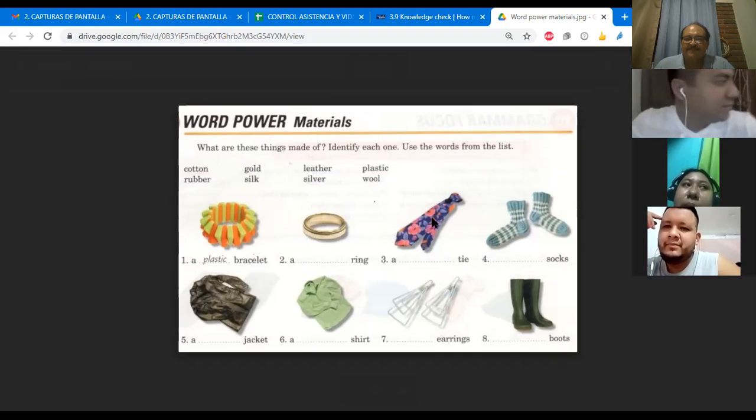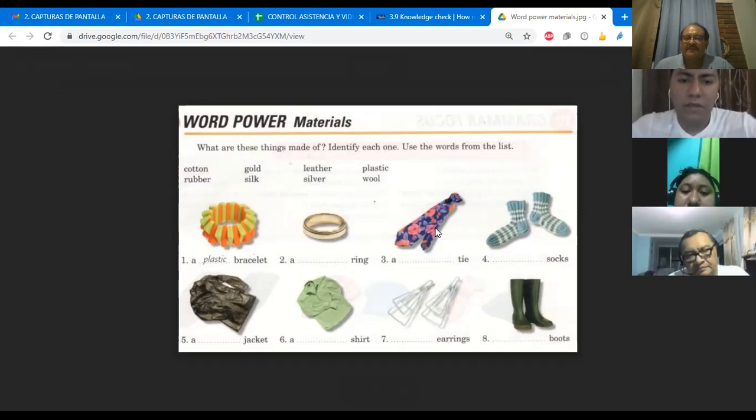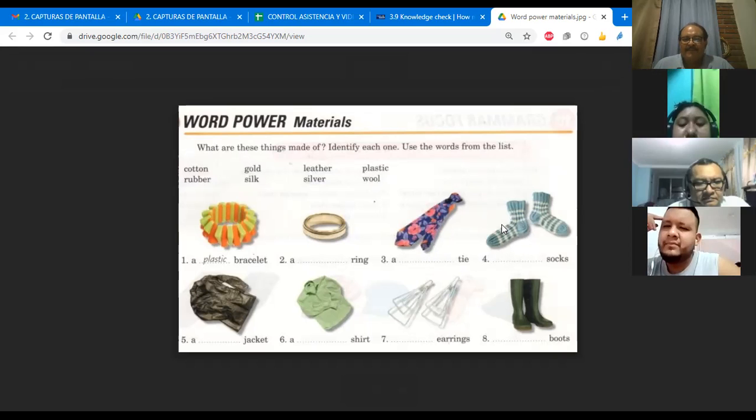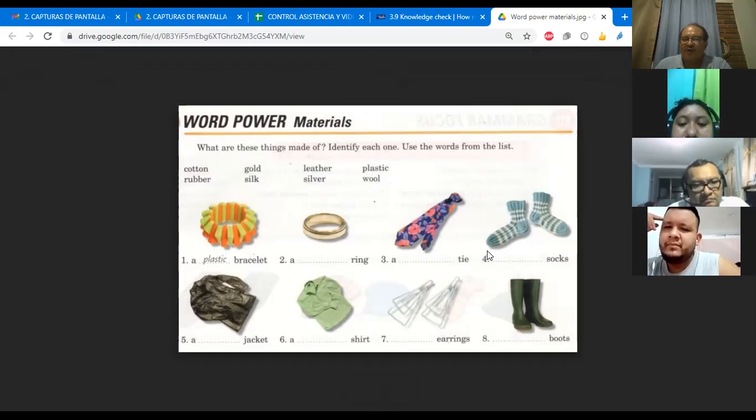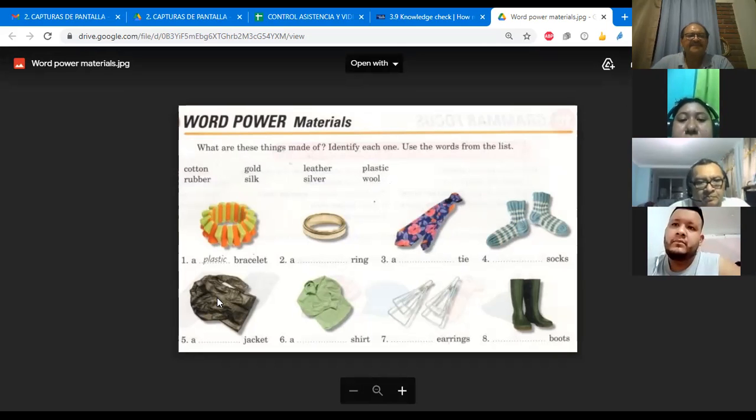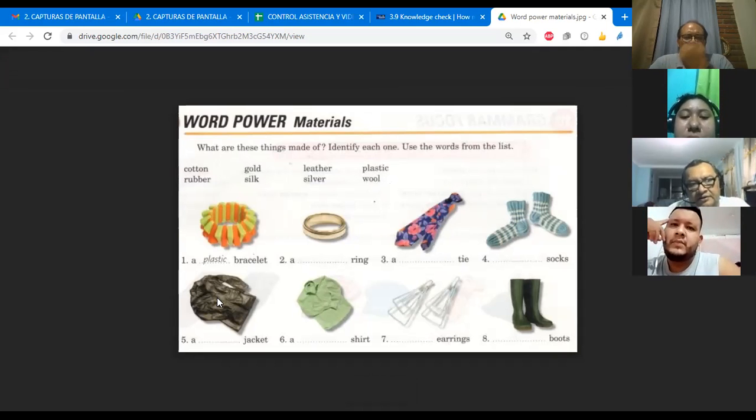What about the tie? What is the tie made of? Silk. Made of silk. Okay, good. What about the socks? What are the socks made of? Wool. They are made of wool, right? It's for cold weather. And the jacket? What is the jacket made of? Leather. Made of leather.